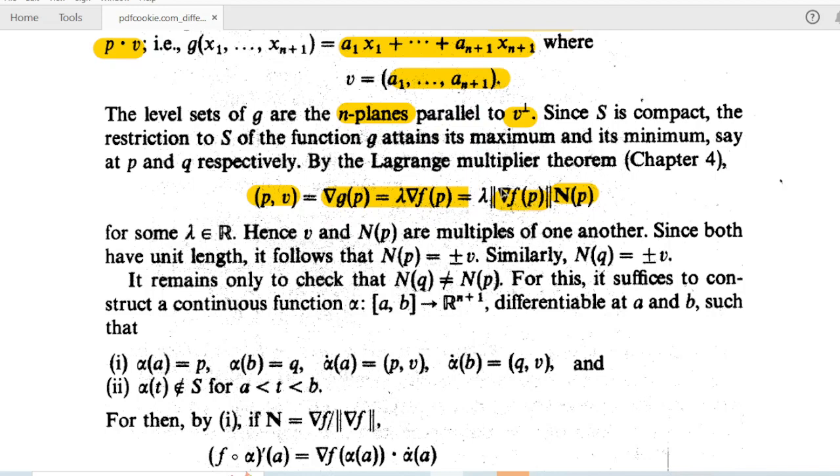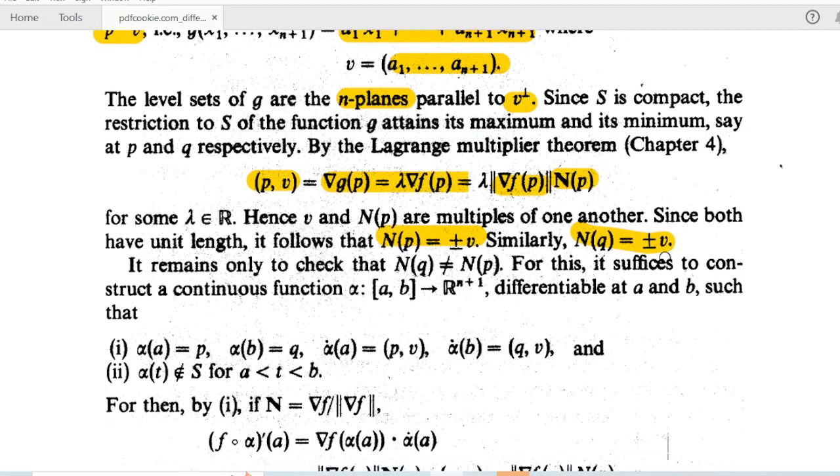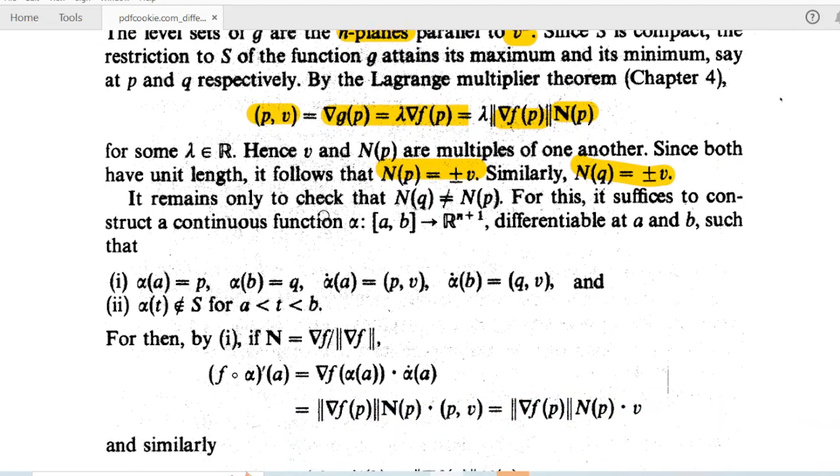And so we get that this particular product, lambda into the norm, is equal to plus or minus 1. So we can write N of P is equal to plus or minus V. So similarly, N of Q equals plus or minus V. Now it remains only to check that N of P is not equal to N of Q. So we have to prove that N of P is not equal to N of Q.